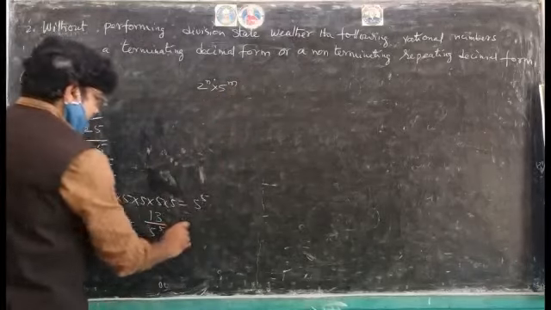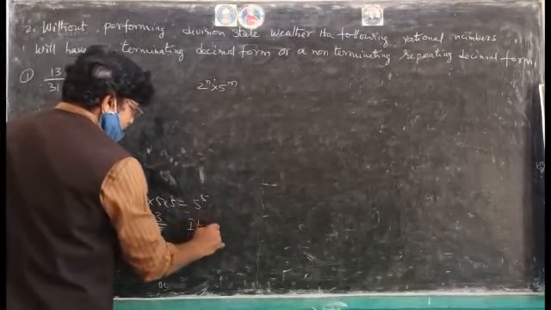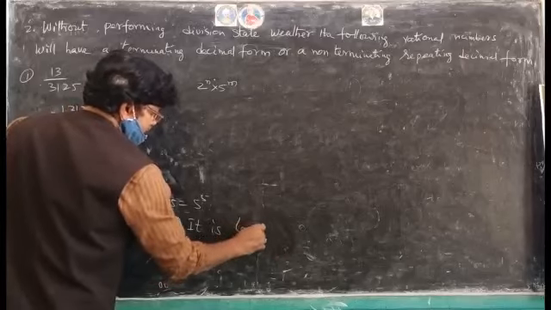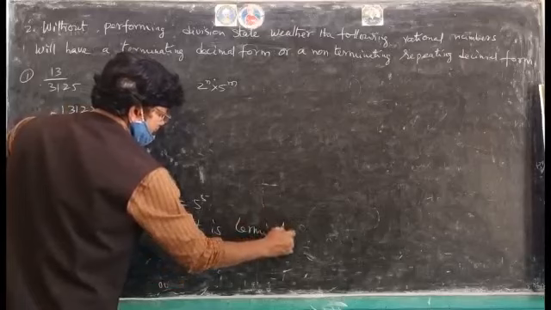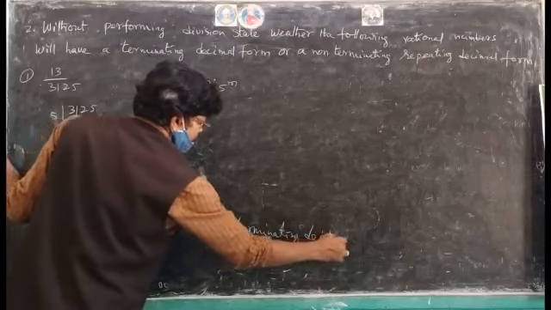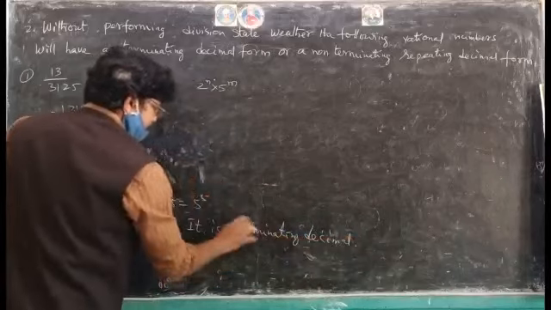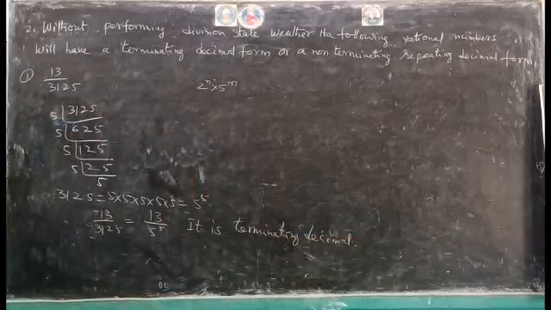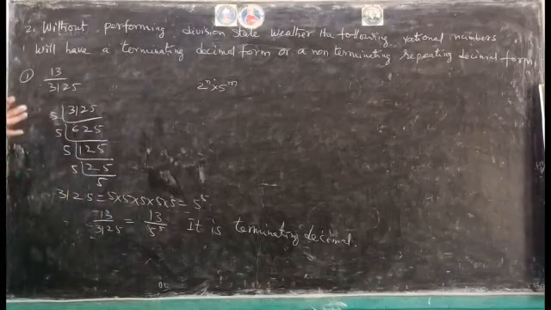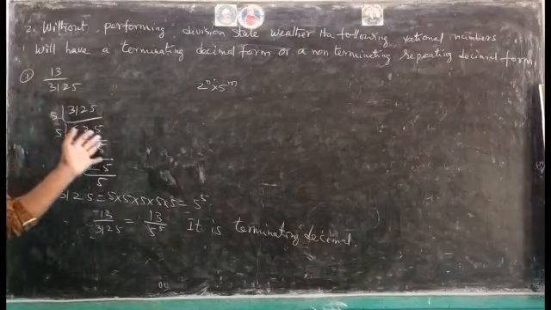So it is a terminating decimal. It is terminating decimal. It's very simple. We don't do the complete division. We can just observe and write like this. With smaller numbers there is no problem; with bigger numbers we find it like this.